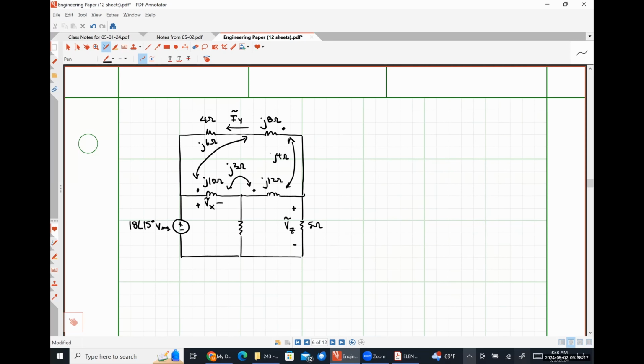All right, so we're gonna have three mesh currents. So tell me what directions. Clockwise for everything again? Clockwise for everything. Why the hell not?